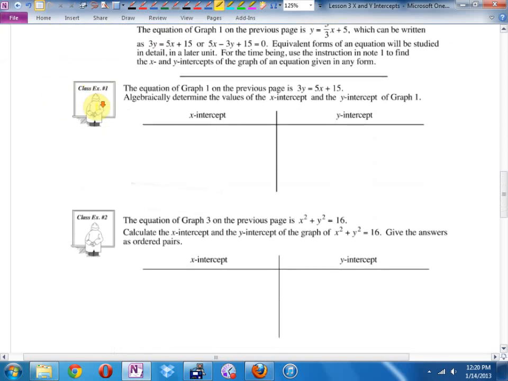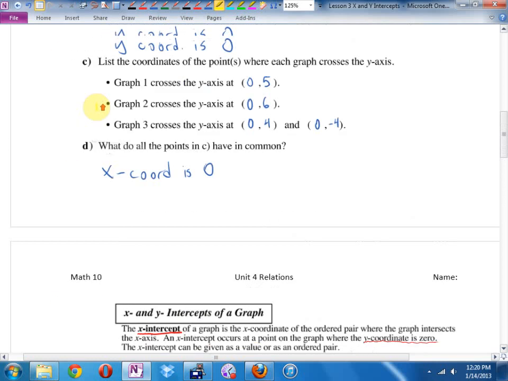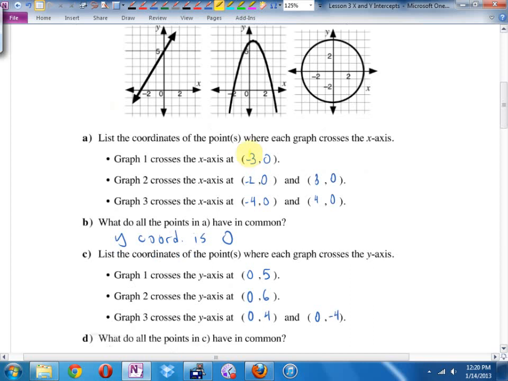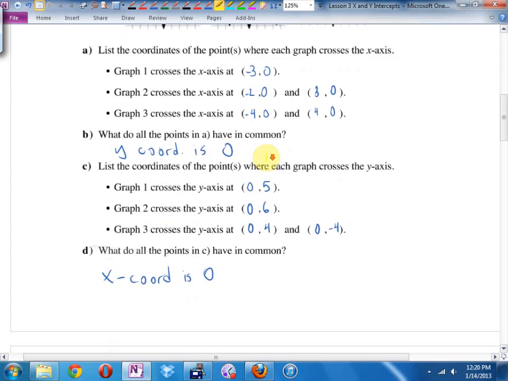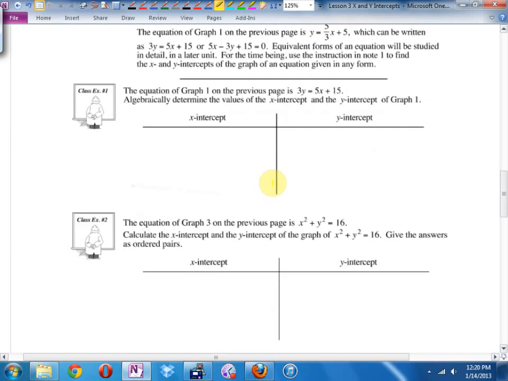As an example, number 1. The equation of graph 1 on the previous page is 3y equals 5x plus 15. Algebraically, that means without graph paper, find the values of the x-intercept and the y-intercept. Now, this is nice, I already know the answer. The x-intercept was (-3, 0). The y-intercept was (0, 5). Let's see if we can prove that without actually graphing.